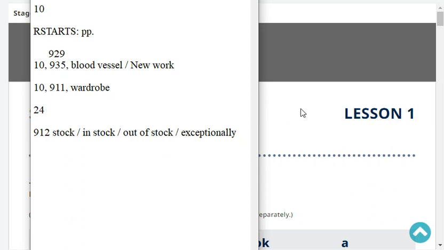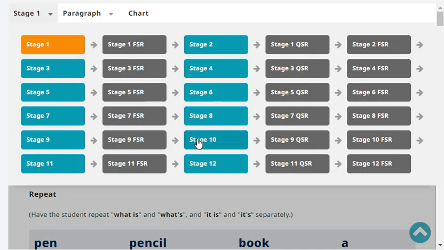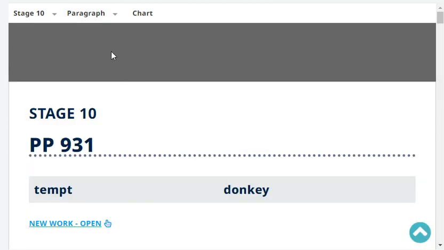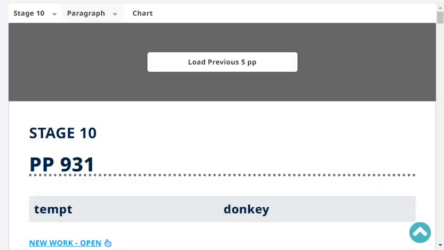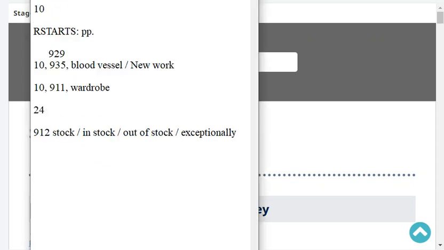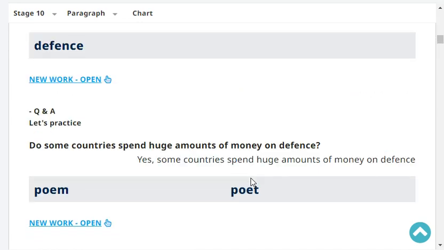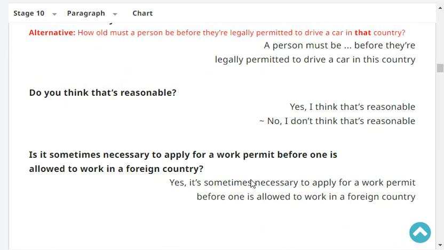We are at stage 10, paragraph page 935. Well, almost at the end. Our last headword was blood vessel, a neurotype of lesson. Okay, let's start with revision. Ready? Here we go.